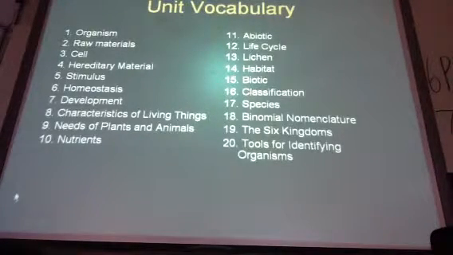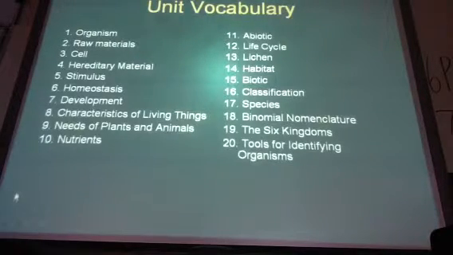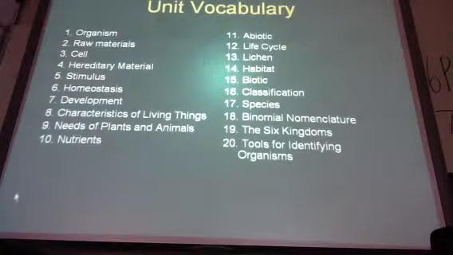The unit vocabulary: 1. Organism. 2. Raw materials. 3. Cell. 4. Hereditary material. 5. Stimulus. 6. Homeostasis. 7. Development. 8. Characteristics of living things. 9. Needs of plants and animals.